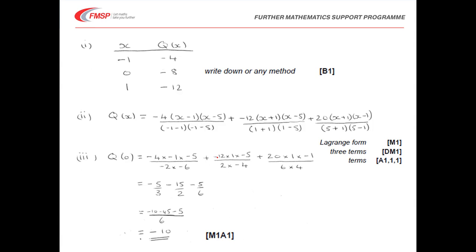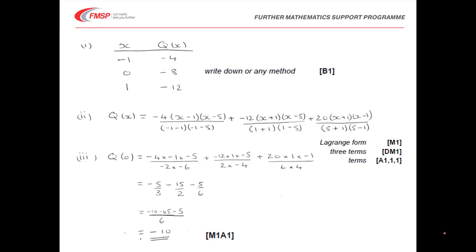So the marking. Writing down the value, you see it does actually say you could just write it down. 1 mark. So writing down negative 8 is 1 mark. Then for part 2, for getting it in the correct form, 1 mark. For having 3 terms, 1 mark. And then for each of the terms, 1 mark. Okay, so there's a lot of marks for that compared with the previous time we've had to do that.